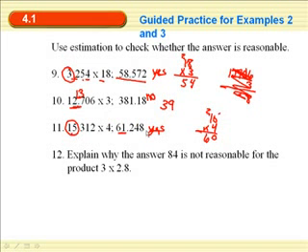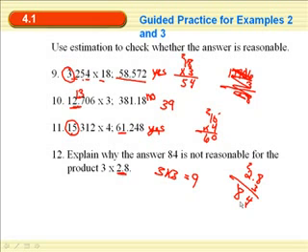Number 12, explain why the answer 84 is not reasonable for the product 3 times 2.8. Well, that's about 3 times 3, which is 9. We're only multiplying 3 times 3. We don't have a big enough number to get 84. Maybe they forgot, they probably did, look what they did, 2.8 times 3, and then they forgot the decimal point on it. That's what happened on that problem.